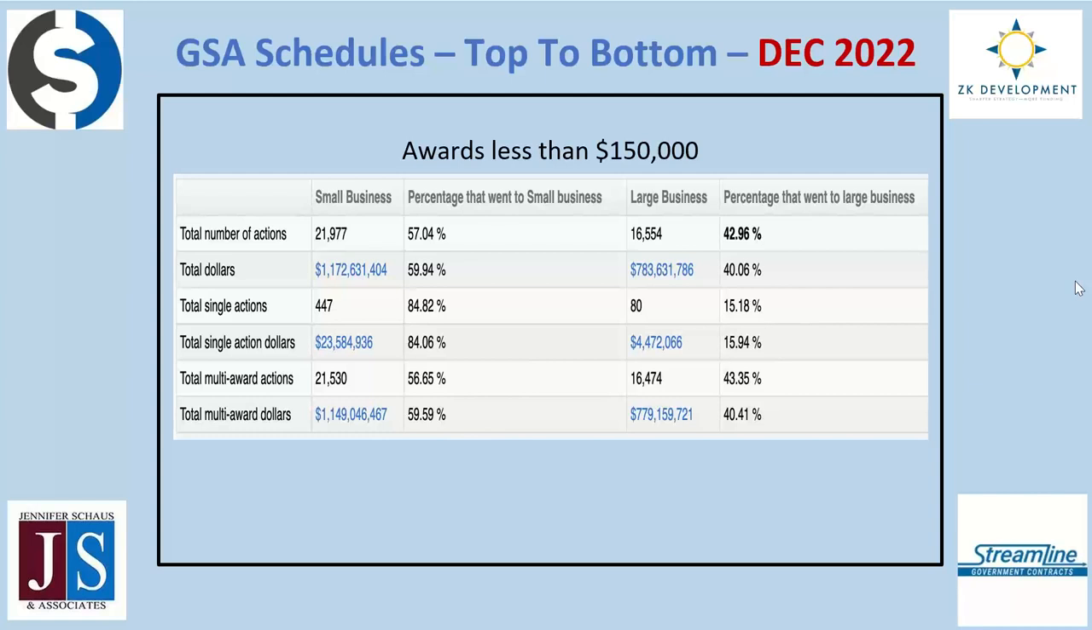The other thing that I found interesting and wanted to share is, especially if you're a small business trying to understand if you should get a GSA schedule, it helps to look further, especially at awards less than a specific dollar threshold. In this case, I'm looking at awards less than $150,000. About 1.1 billion dollars were awarded in that threshold last year, and you can see that almost 60% of those contracts went to small businesses. So again, as you're dissecting the data, putting in dollar thresholds can give you a lot more transparency. Next slide.